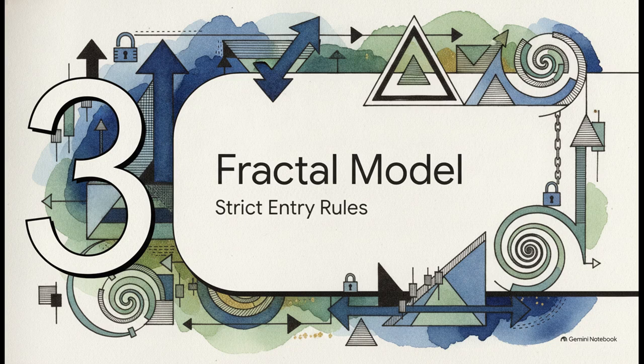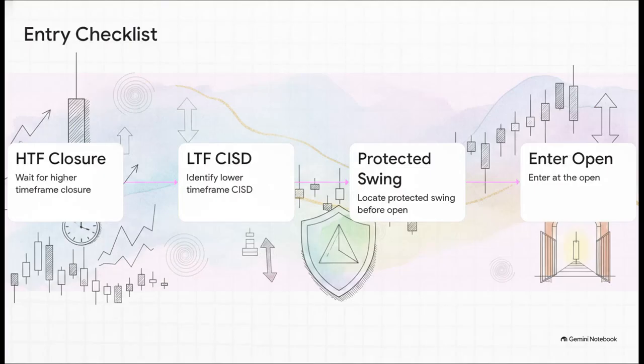Which leads us to part 3, the fractal model checklist and the strict rules for entry. Yeah, you definitely cannot just enter blindly at the open of some random candle and hope for the best. That's a recipe for disaster. You have to follow a strict mechanical checklist based on the fractal model. It takes 4 steps. Step 1, you wait for a higher time frame closure, usually candle 2. Step 2, you identify a lower time frame change in the state of delivery.